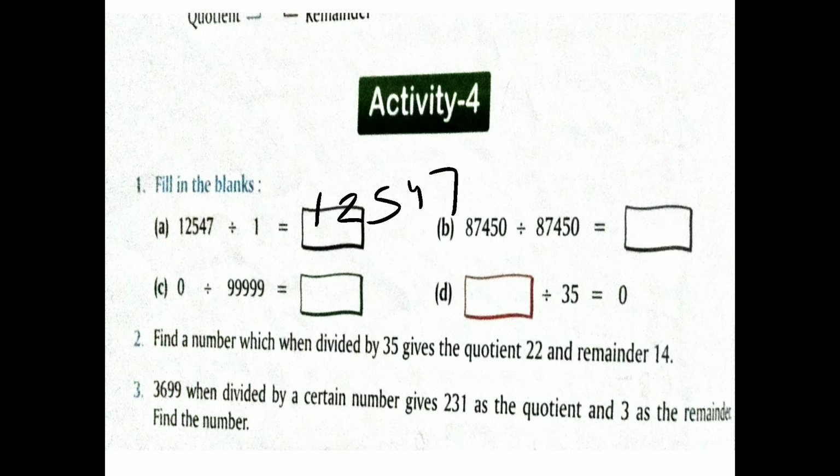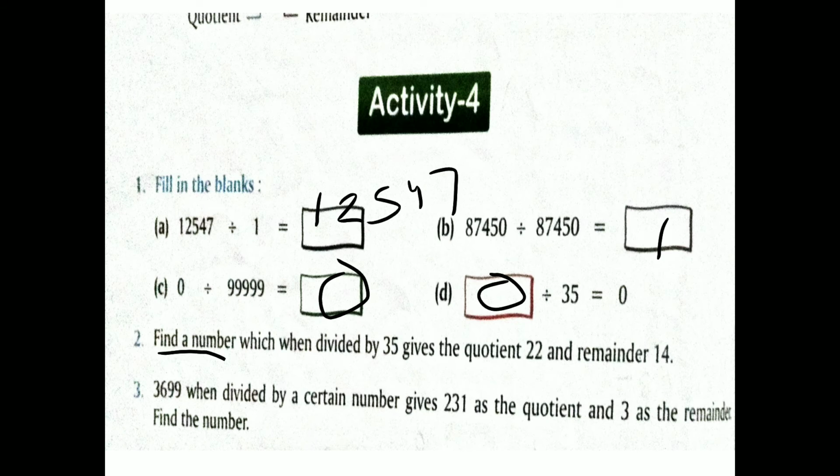87450 divided by 87450. Same number, if you divide, what answer comes? 1. When you divide 0 by any number, what is the answer? 0 will come. And 0 divided by 35, you will get 0 only. Answer is 0. Clear? So you do question number 1 in the book only. Now you have to do questions 2 and 3. Questions number 2 and 3, students, we do in the copy only.